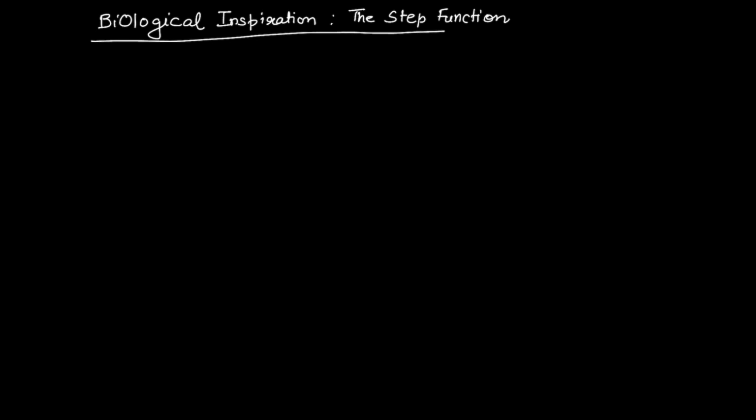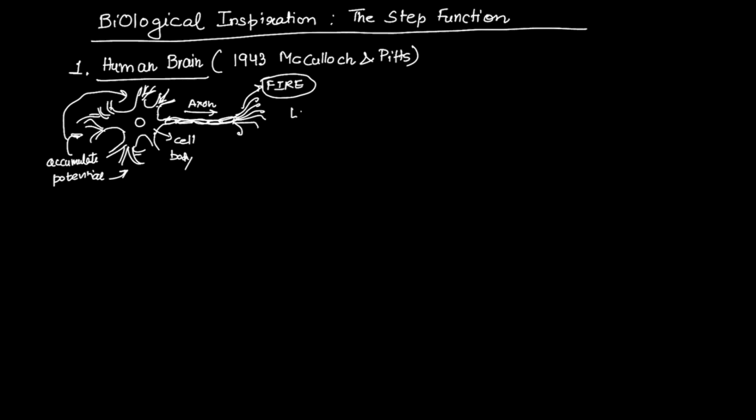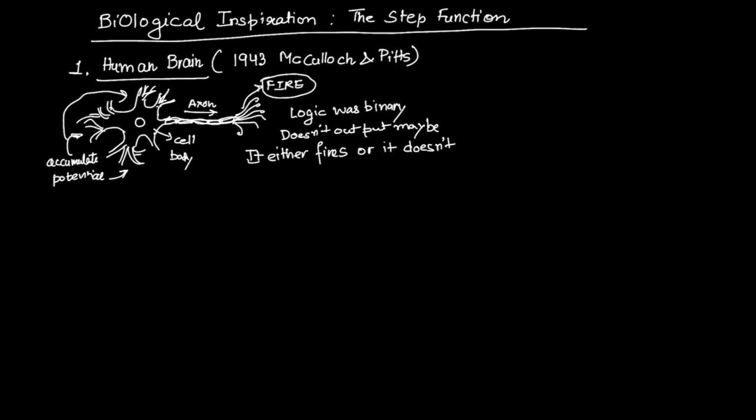To understand where we are going, we have to look at where we started, the human brain. In 1943, Warren McCulloch and Walter Pitts proposed the first mathematical model of a neuron. Their logic was binary. Think about a neuron in your brain. It doesn't output a maybe. It doesn't send a kind of signal. It either fires or it doesn't. It accumulates electric potential from its dendrites, and if that potential crosses a specific threshold, boom, it fires an action potential down the axon. This is the Heaviside step function.